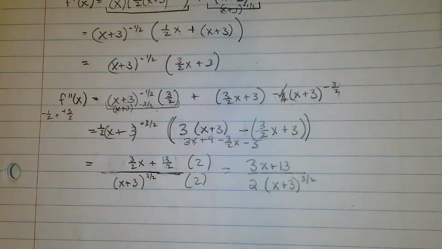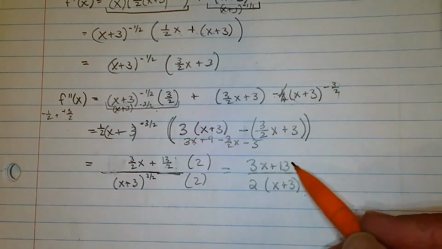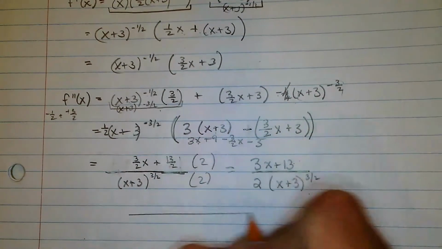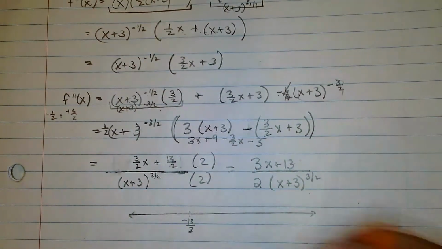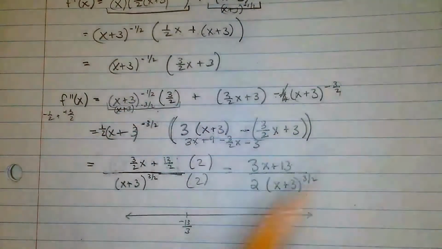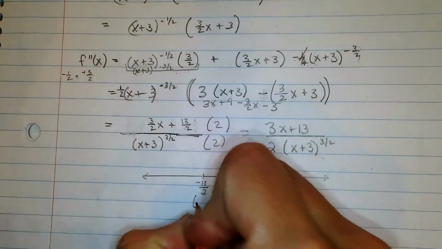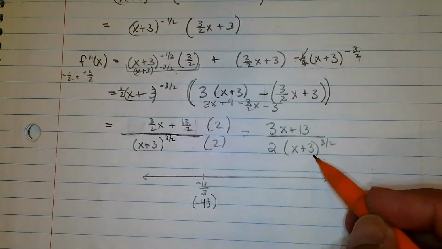Okay, so my critical points are the zeros and where it's not defined. So that'll be negative 13/3, which is the same as negative 4 1/3, and then negative 3.